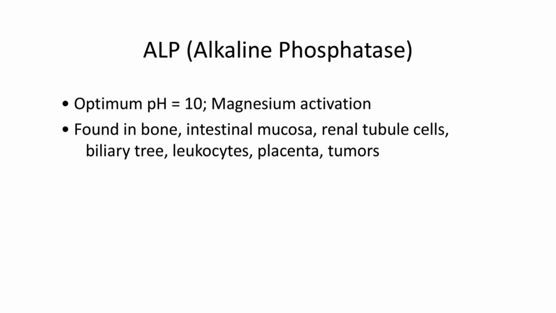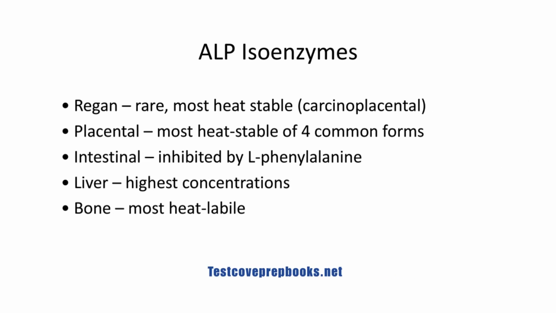ALP is found in bone, intestinal mucosa, renal tubule cells, the liver's biliary tree, leukocytes, the placenta, and even in some tumors. ALP exists in different isoenzymes. The Regan isoenzyme is rare and the most heat-stable, classified as a carcinoplacental type. The placental form is also highly heat-stable. The intestinal isoenzyme is inhibited by L-phenylalanine. The liver isoenzyme is present in the highest concentrations, while the bone isoenzyme is the most heat-labile.